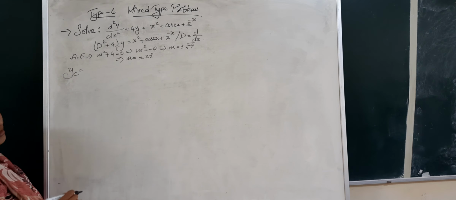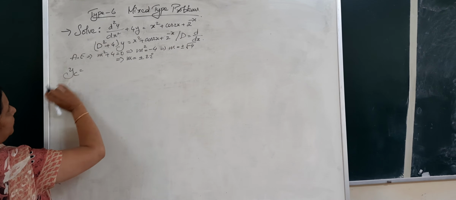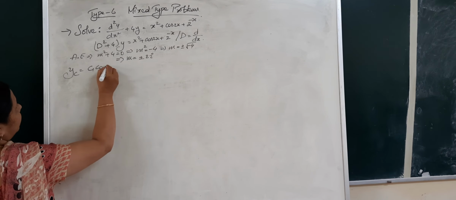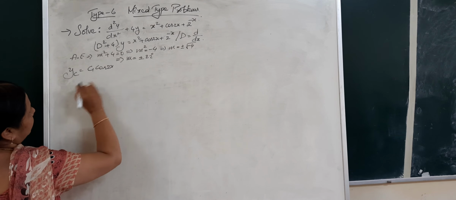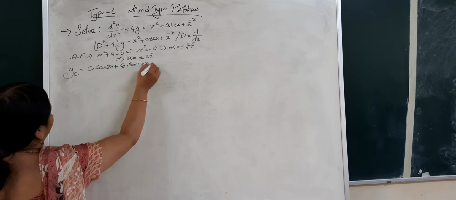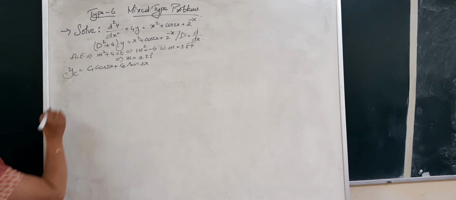Hence yc is equal to, there is no real part here. So exponential term will not come. C1 cos 2x here. We get the 2 from this coefficient of i here. Plus C2 sin 2x. That is our yc.